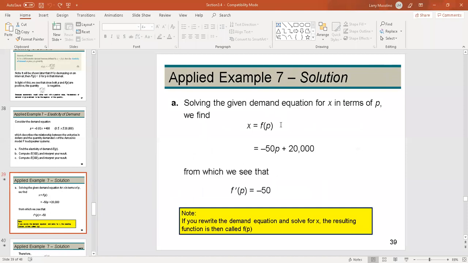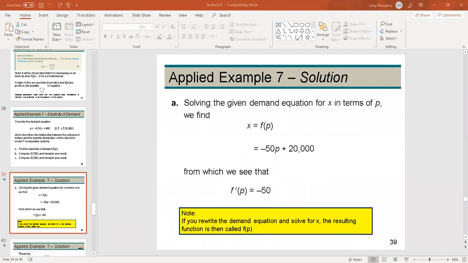So here is x equals f of p. This was taking that demand function from the previous slide and solving for x, getting x by itself all the time. So this function is f of p. We're also going to need the derivative. So let me take the derivative of this function, but the derivative of this function is just negative 50.